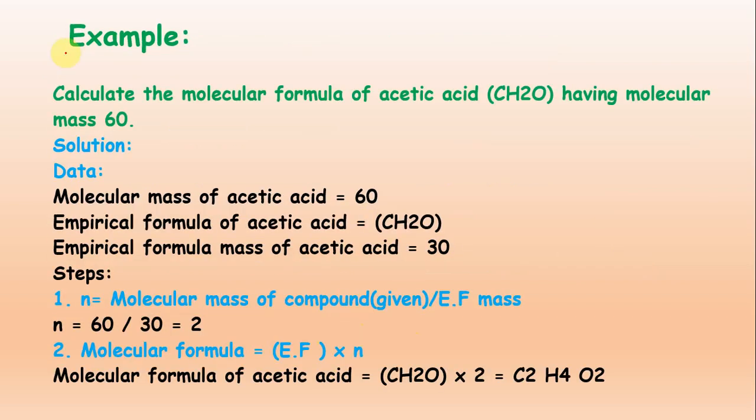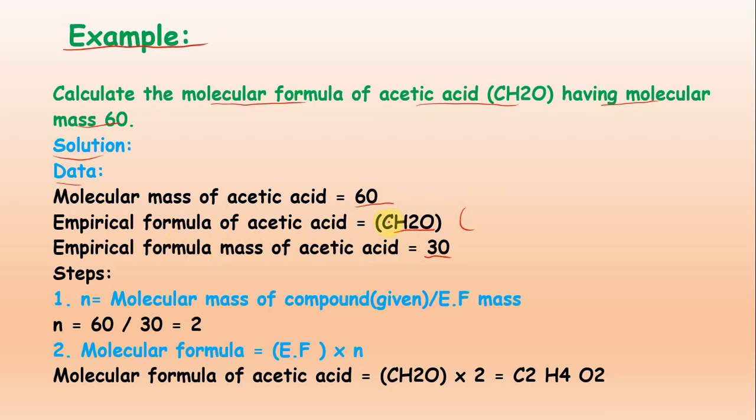Now look here, this is example number 1 of how to calculate molecular formula. Calculate the molecular formula of acetic acid having the molecular mass 60. Look here, the molecular mass is given, that is 60. Now you have to make the data solution, then write the data. Molecular mass of the acetic acid which is given is 60. The empirical formula of acetic acid is also given, that is CH2O. The empirical formula mass of acetic acid is 30. You have to calculate how.